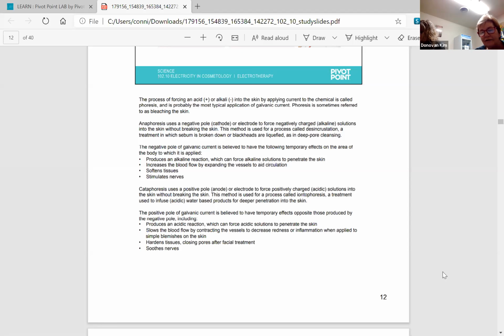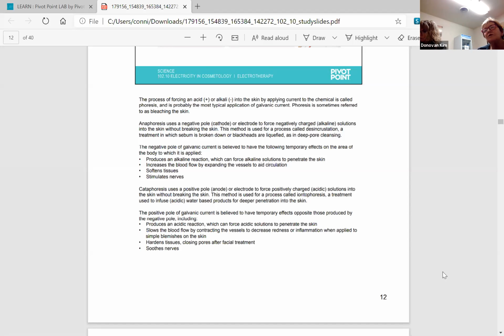You're closing it down. So it says it uses a positive pole this time, or an electrode, to force positively charged or acidic solutions into the skin without breaking the skin. The method is used for a process called iontophoresis. All right, that's the whole treatment for it. It's used to infuse an acidic water-based solution deeper into the layers of the skin.